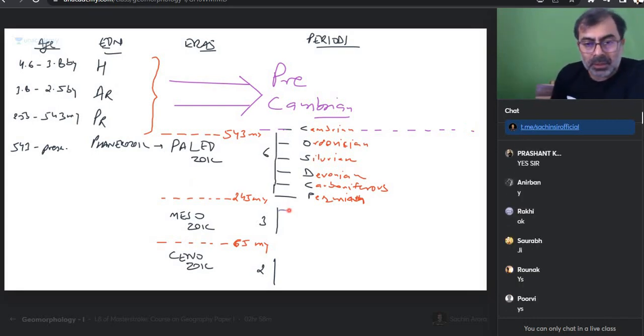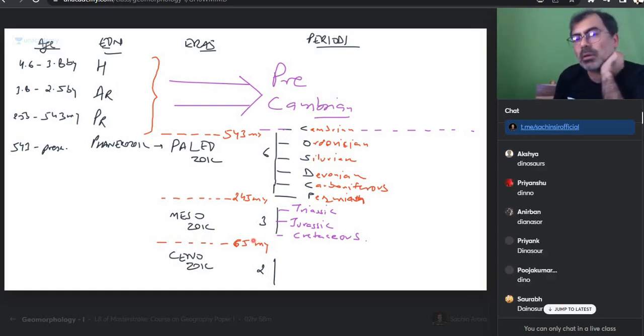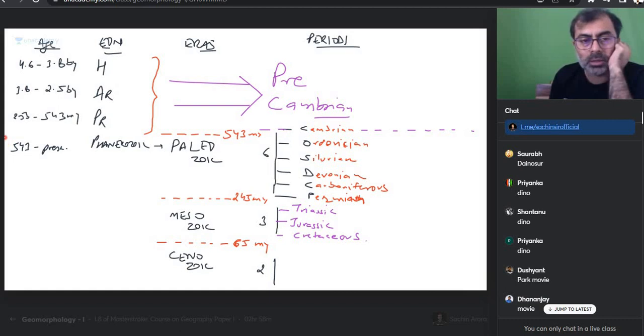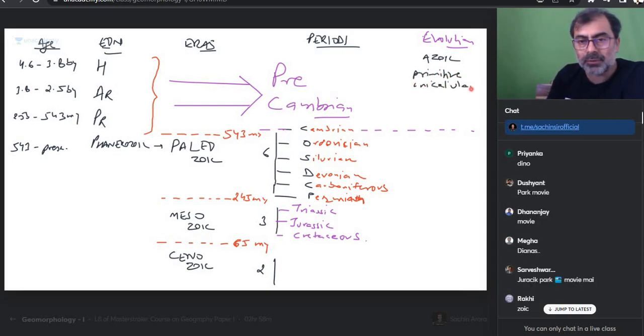Okay. What are the 3 here? Triassic, Jurassic, Cretaceous. Where did you hear the word Jurassic? Dinosaur. So I want to tell you, if a life science person was reading this, he would even have written evolution over here. Initially what would he say? Azoic. What comes after Azoic? Primitive unicellular life. If it comes, it would be primitive unicellular.